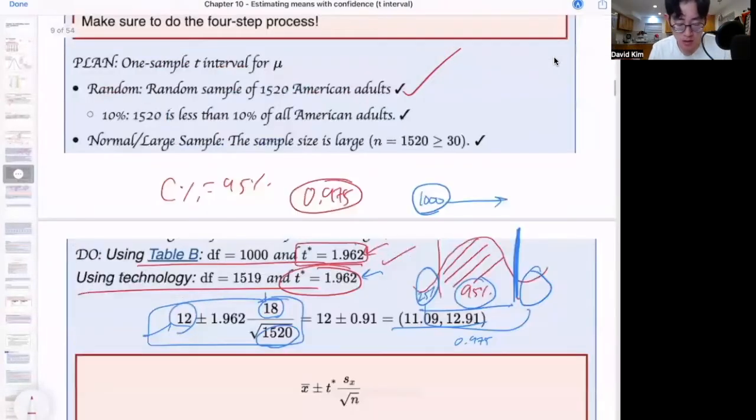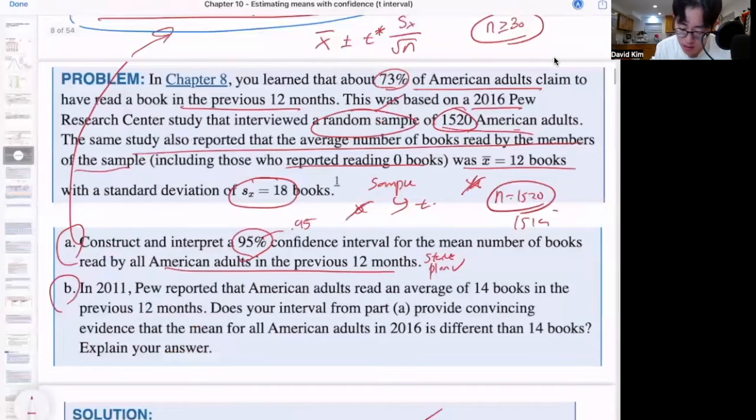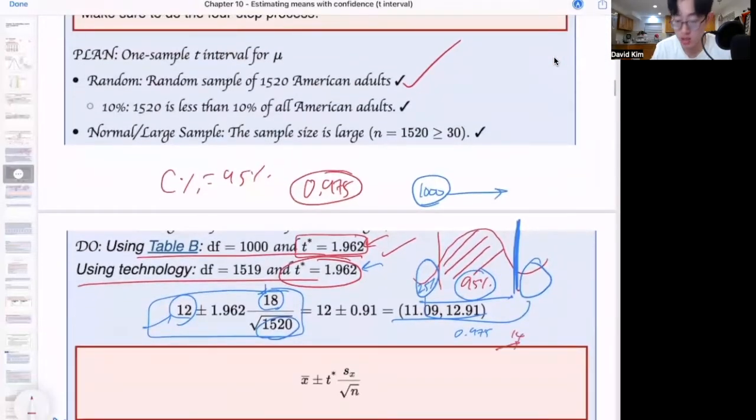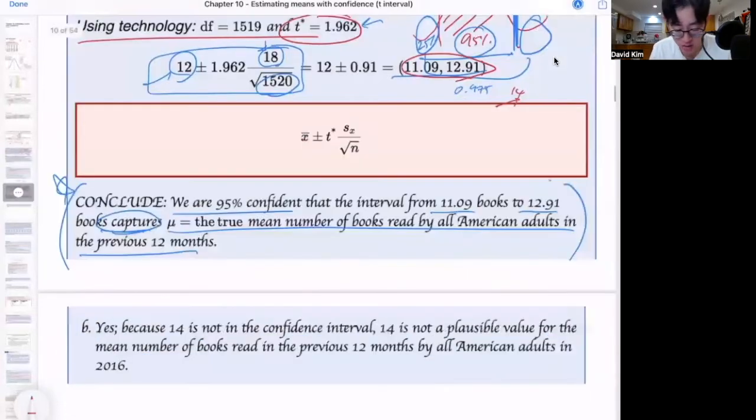Okay. Now, part B: in 2011, Pew reported that adults read an average of 14 books. Does your interval from part A provide convincing evidence? I don't believe so, because 14 is way off the mark. It's not even part of the confidence interval, so we're not really confident, we're not really sure that that data is accurate.